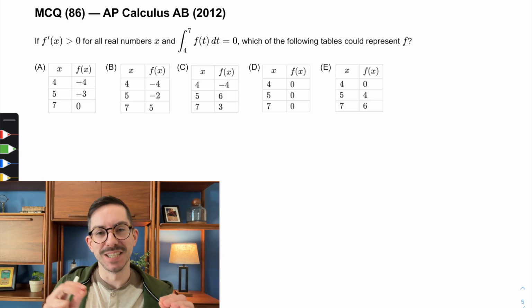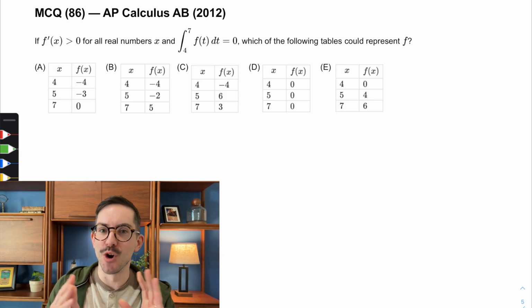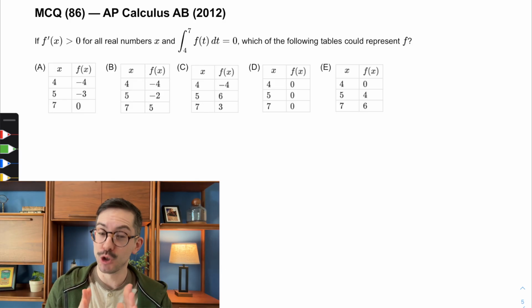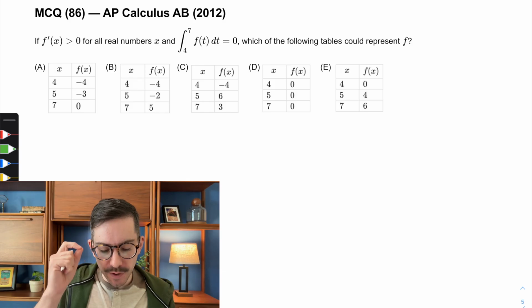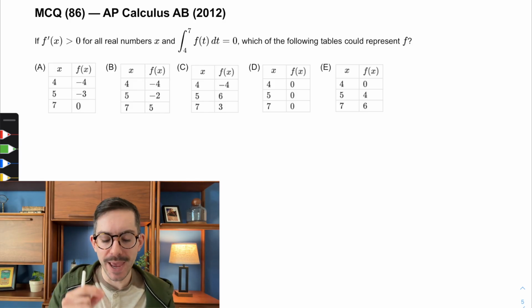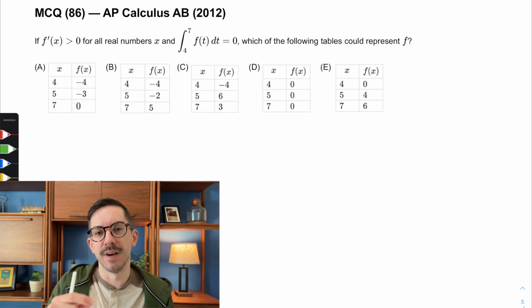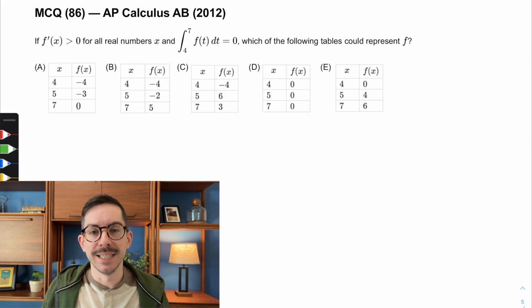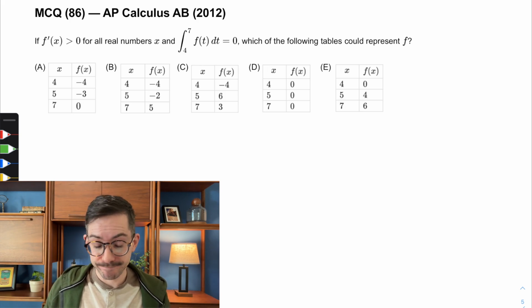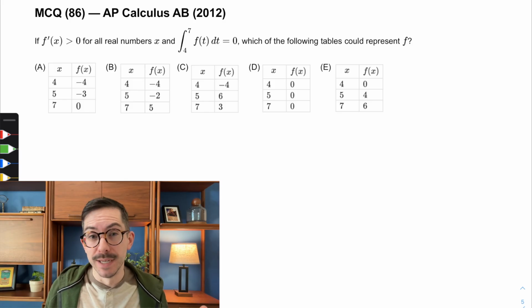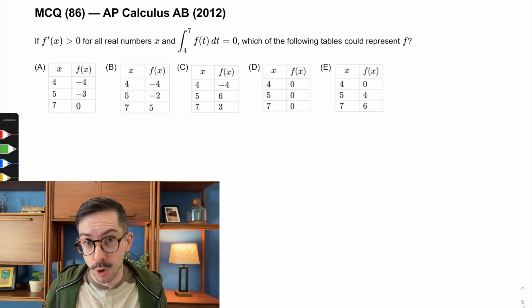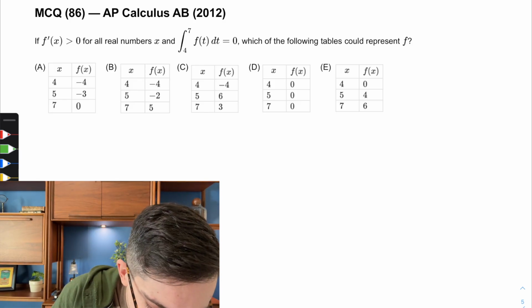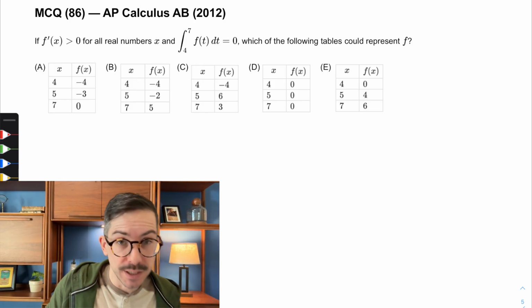This next one, number 86, is a little bit longer, a little bit more involved, but it's still not too bad. So let's take a look. We're given some information about a function f, and we're asked to pick which of the following tables of values could possibly be tables of values for this function. So we need to somehow do a process of elimination, maybe say 4 of them won't work, the 5th one maybe could work. So let's unpack the information that we have here.